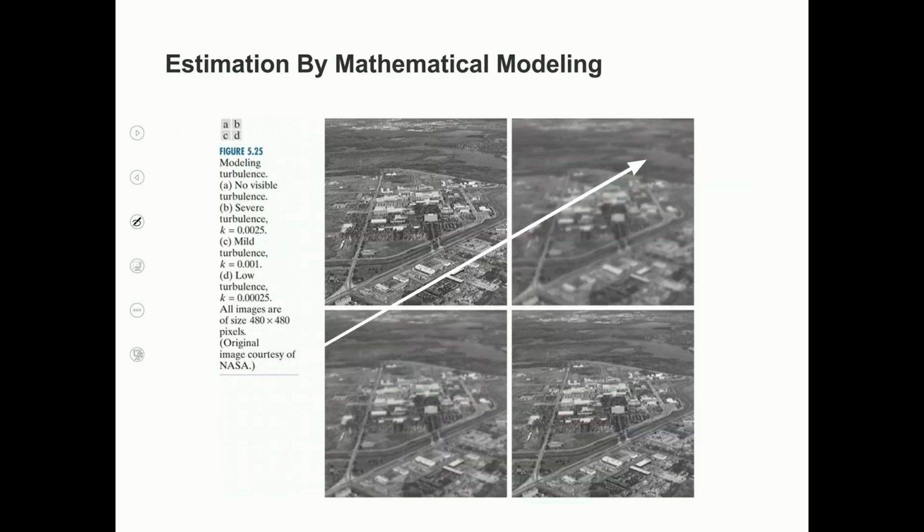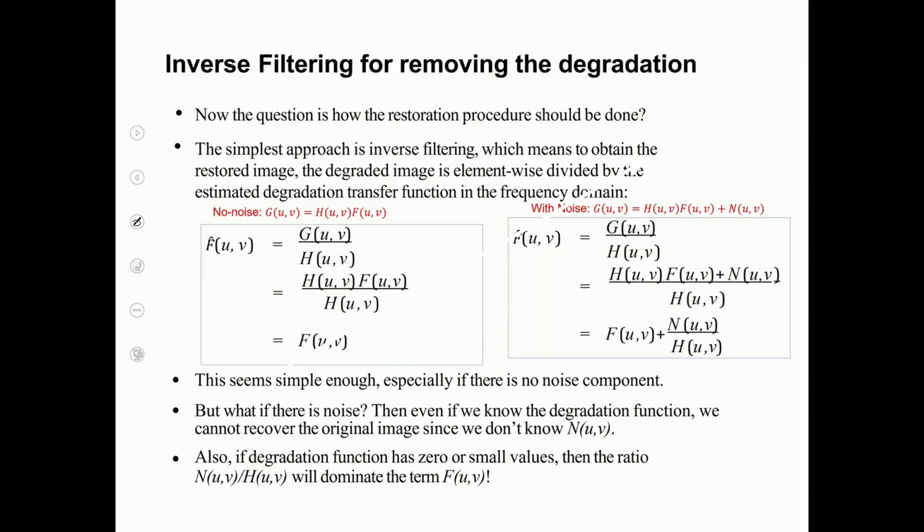So from the satellite, let's say you are taking the air photo and you see this almost has no turbulence. But here it's a high turbulence or severe turbulence. Here it is in the middle and this is very low. So these can be estimated using different values of K. So we have 3 methods.